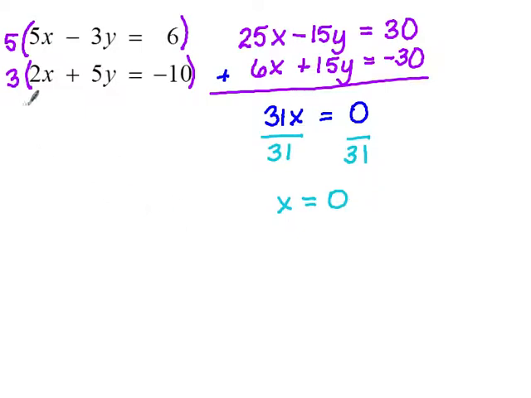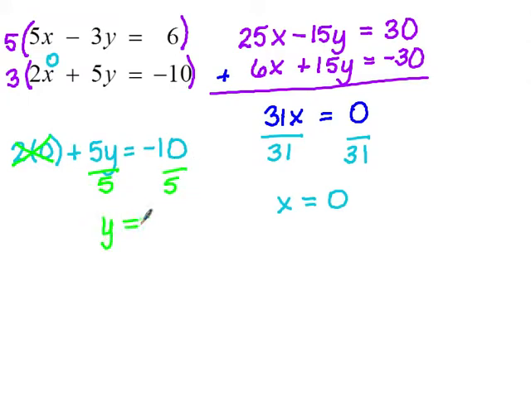So now what I'm going to do is plug in 0 for x. It doesn't matter where. I could plug it in the bottom or the top. So just to show you that it'll work in the bottom, I'm going to plug 0 right here. So I have 2 times 0 plus 5 times y equals negative 10. What is 2 times 0? 0. So basically this is gone, right? So how would you solve 5y equals negative 10? Divide by 5. So y equals negative 2. So my ordered pair is 0, negative 2.